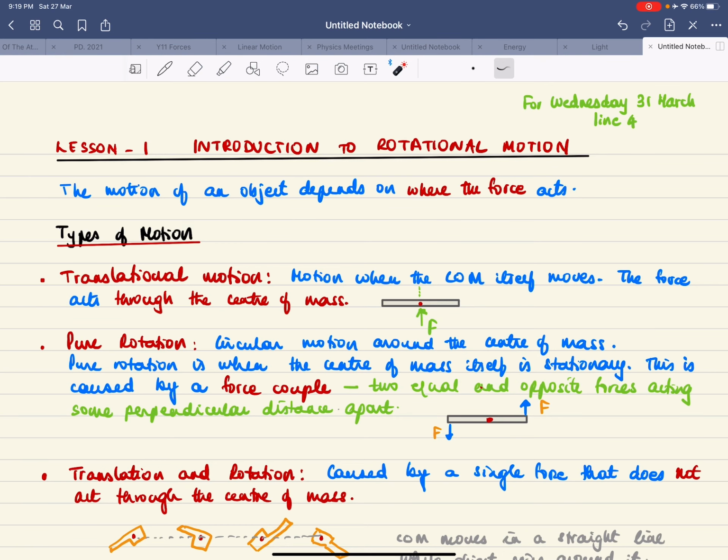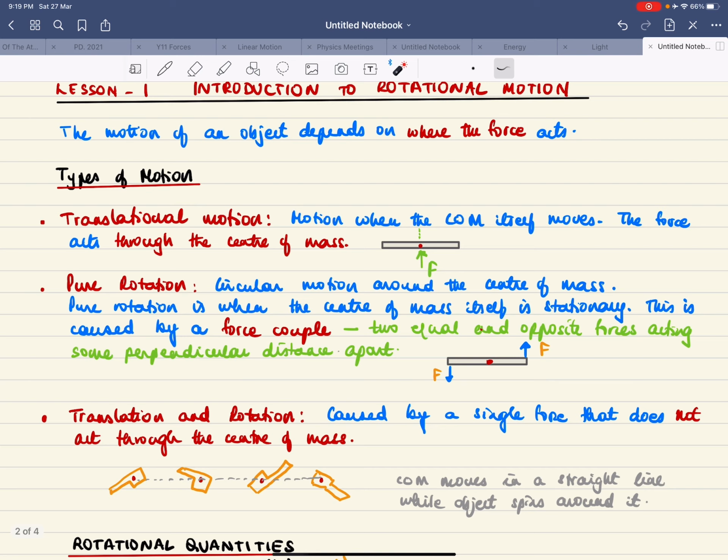Pure rotation is caused by what's called a force couple. A force couple is a pair of equal but opposite forces acting some perpendicular distance from the pivot, and that causes rotation. One example is garden sprinklers which turn around. You have a jet of water coming from one end and a jet of water from the opposite end, and that makes the whole thing spin around. It waters all the area around it with just two holes, with equal and opposite forces going in opposite directions.